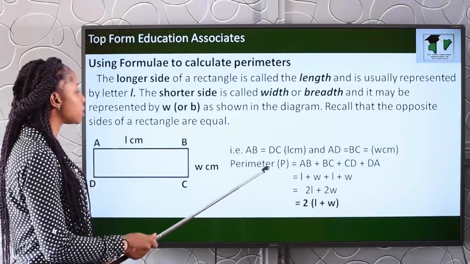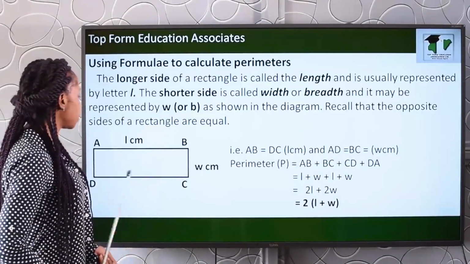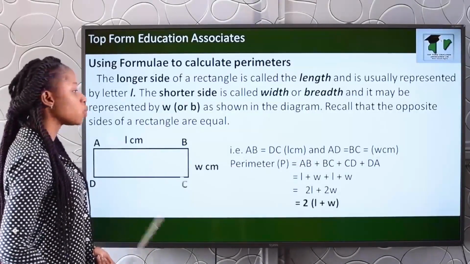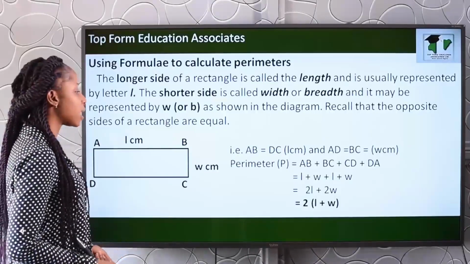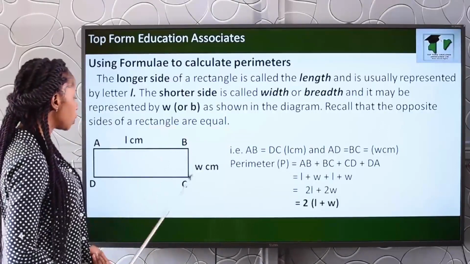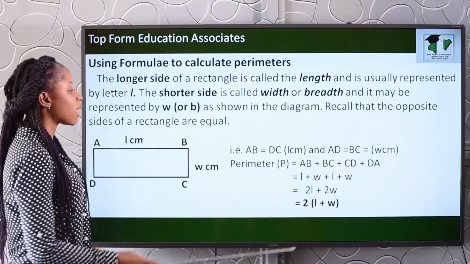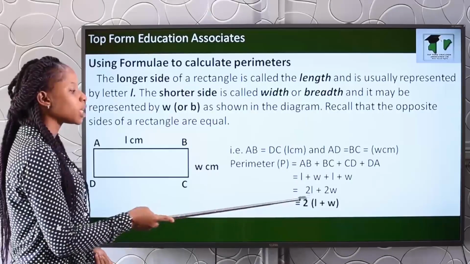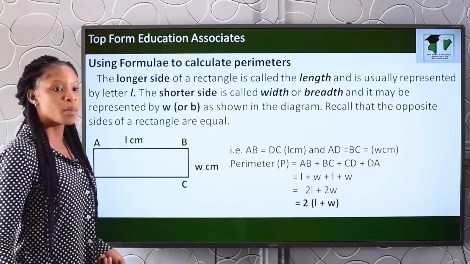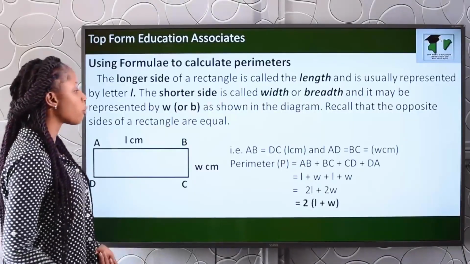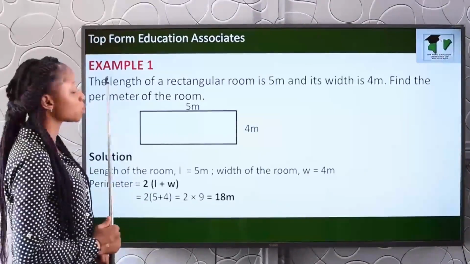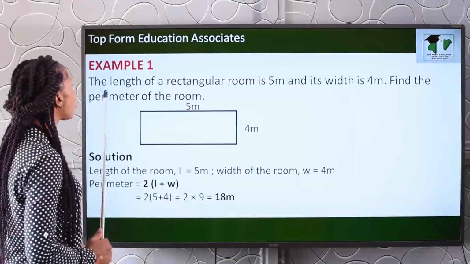Now, to get the perimeter, we add all these together. AB plus BC plus CD plus DA will give us our perimeter. That is length plus width plus length plus width. To simplify it, we say 2L plus 2W, which is 2 open brackets length plus width. So this is the formula for calculating the perimeter of a rectangle. Now let's look at some examples to further buttress our points.